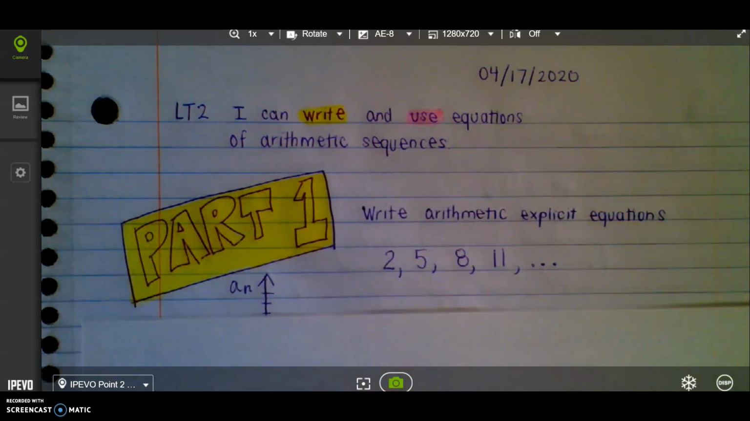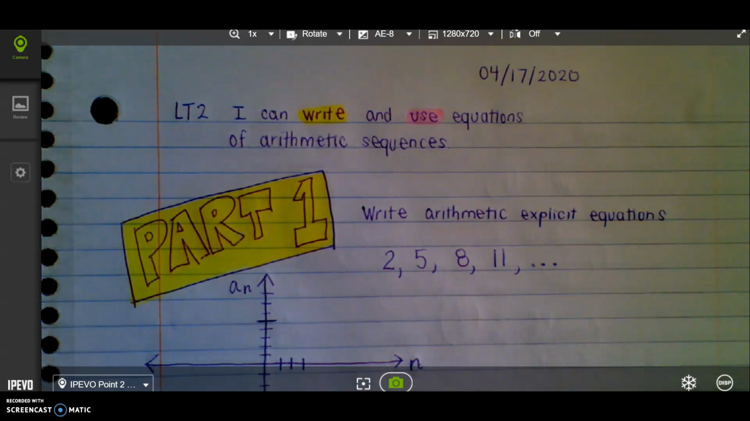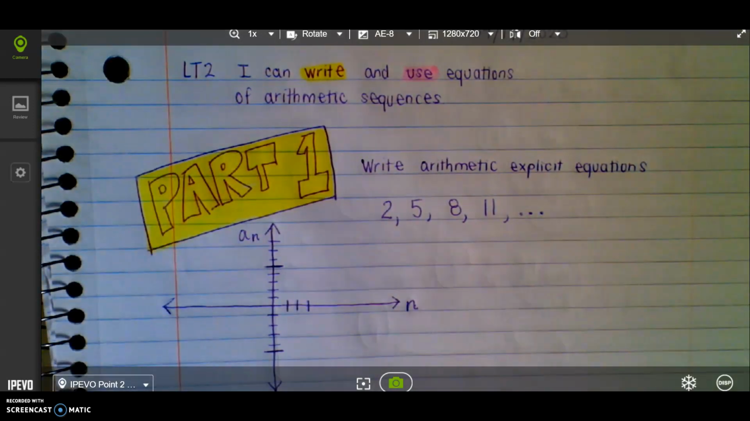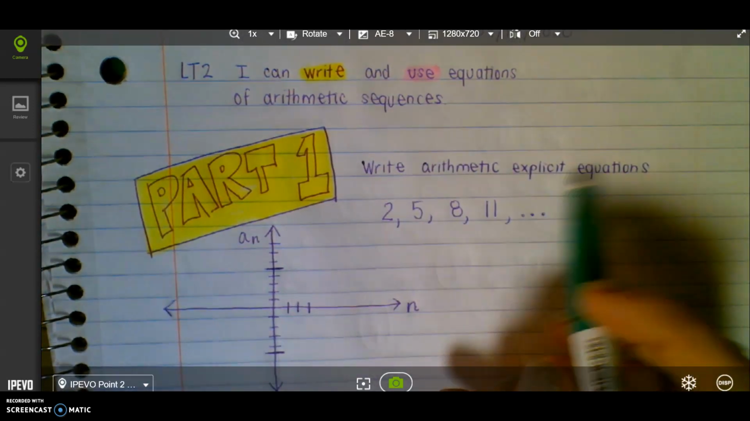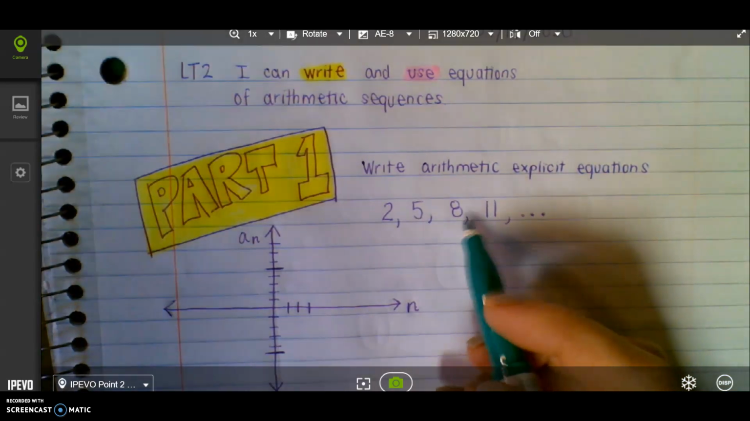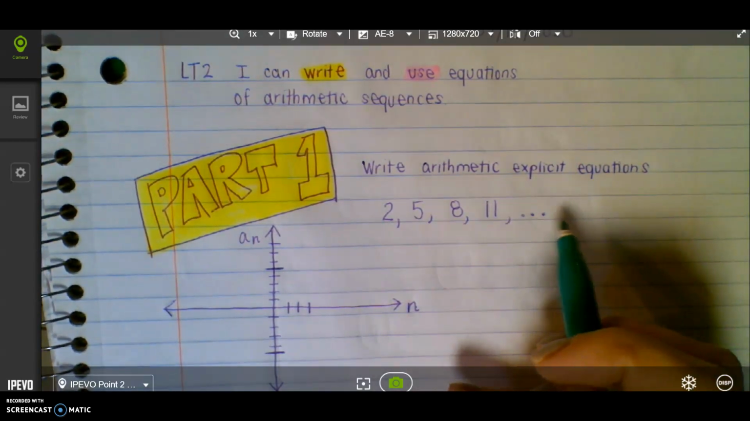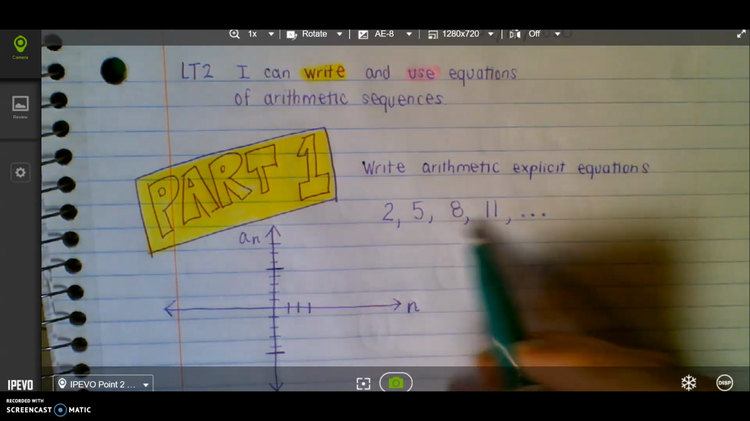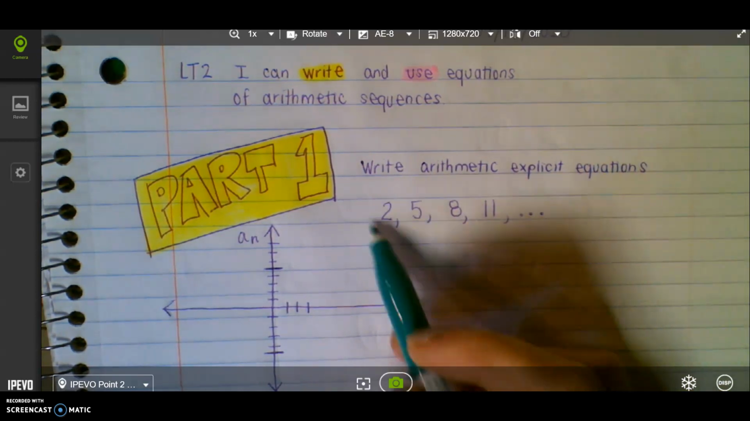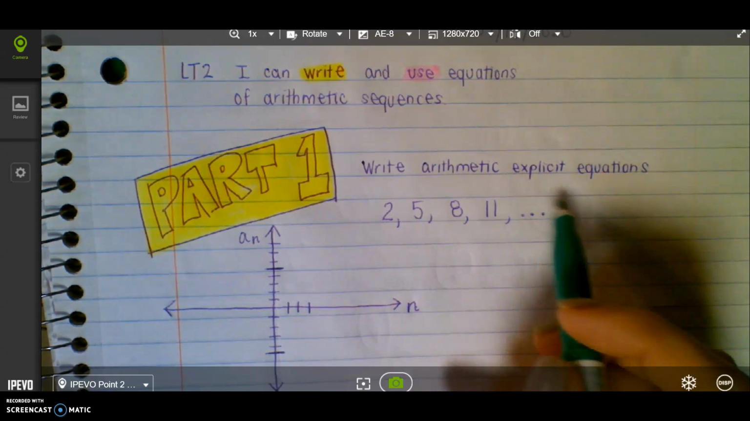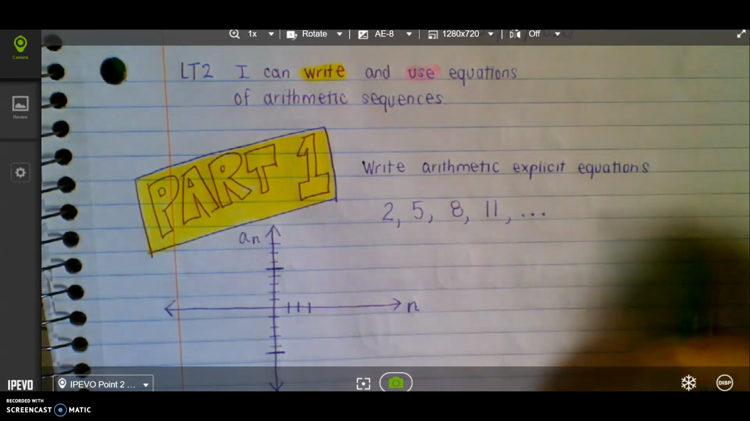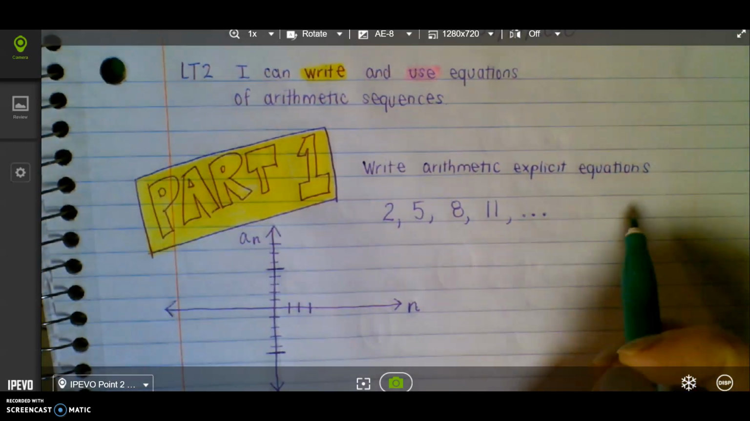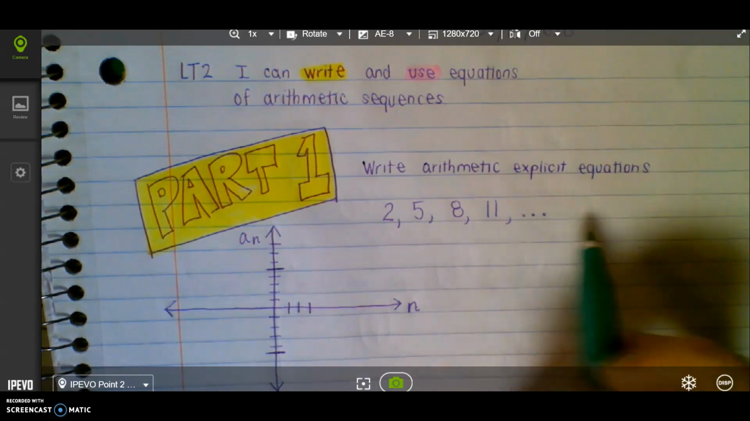Part 1. I'm going to use the same example that we used in our Learning Target 1 notes. Write an arithmetic explicit equation for 2, 5, 8, 11, and so on. The reason we want to write an explicit equation is to model the pattern that's happening in the sequence and where it's starting, and then use that equation to find any term, I think we said the 107th term, or any high term that we want, without continuing the pattern over and over and over again.